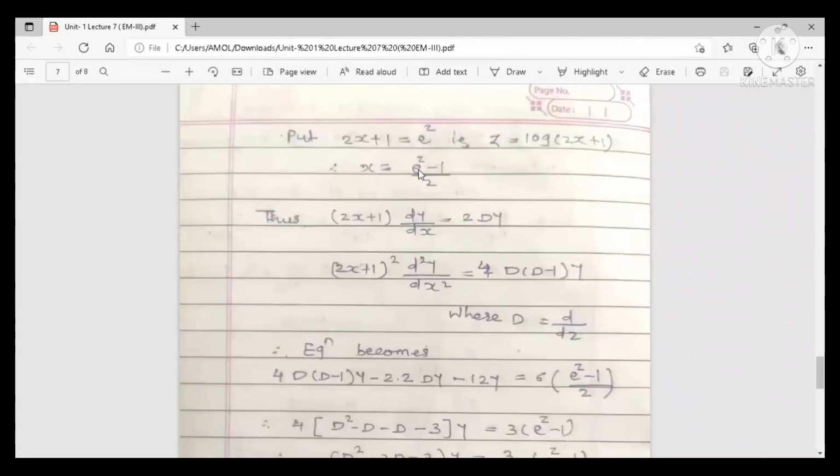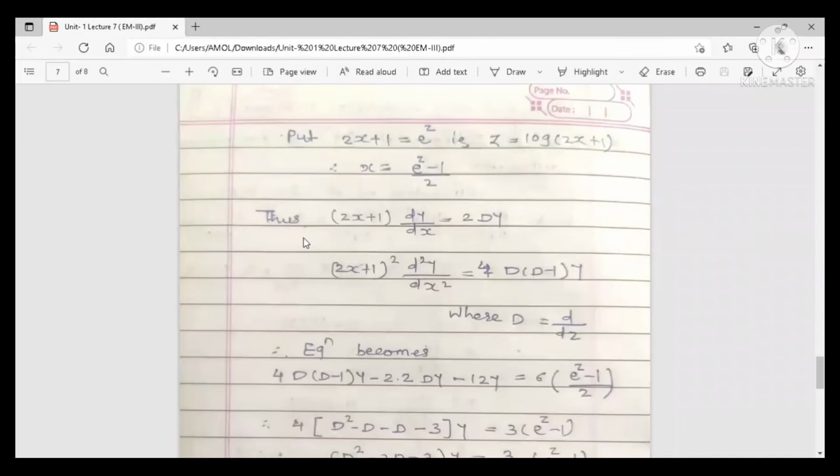Now, how to reduce this differential equation, Legendre's equation, to LDE? Substitution: put 2x plus 1 is equal to e raised to z. And so z is equal to log of 2x plus 1. Now you find the value of x from 2x plus 1 is equal to e raised to z. So x is equal to e raised to z minus 1 by 2.